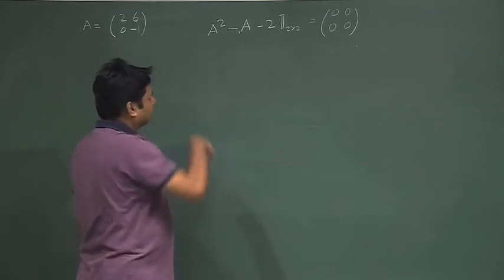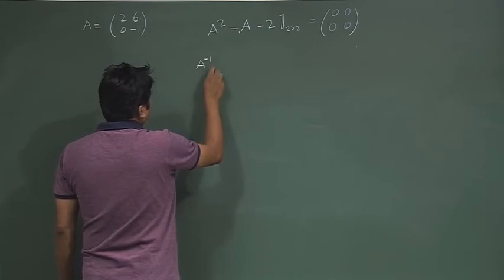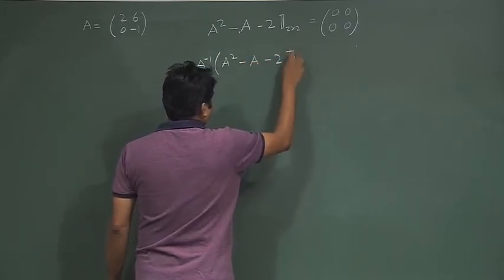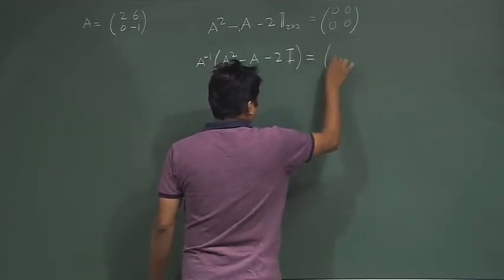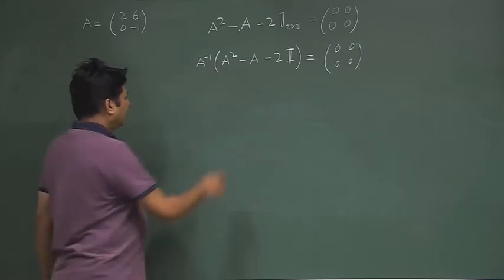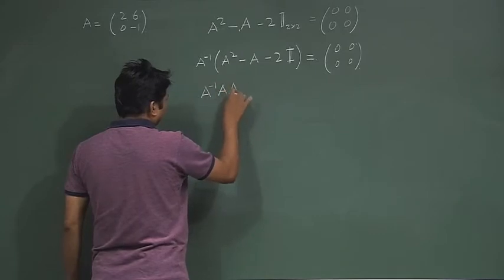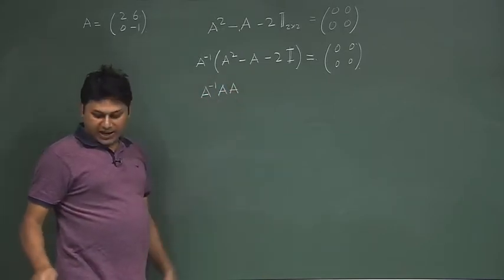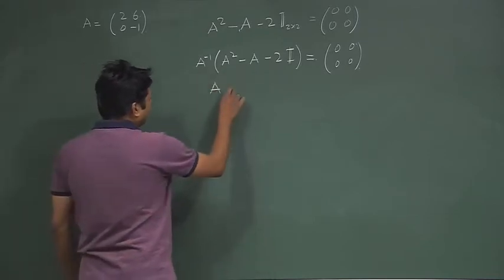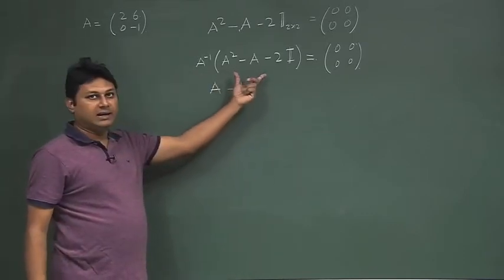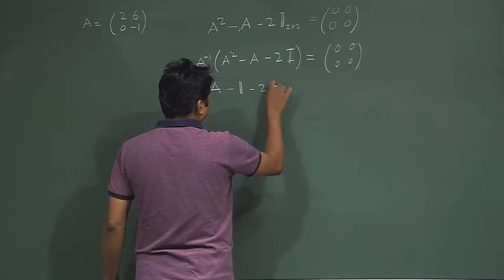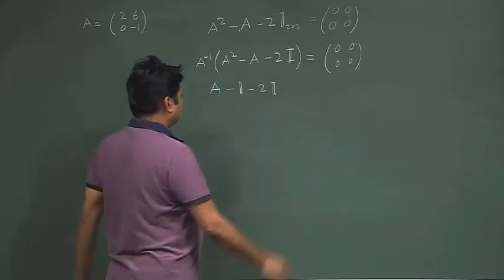So we can do one thing. What? I can apply A inverse to the left hand side. In the right hand side, since it is 0, I will have 0. So when I apply A inverse here, A inverse A will be 1. So I will have a lesser order in the first multiplication, I will have A here. When I multiply this A inverse, I will have I here, because A inverse A is an identity matrix I, and then minus 2 of I, which is equal to 0.